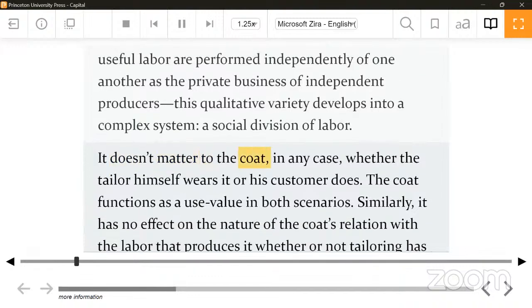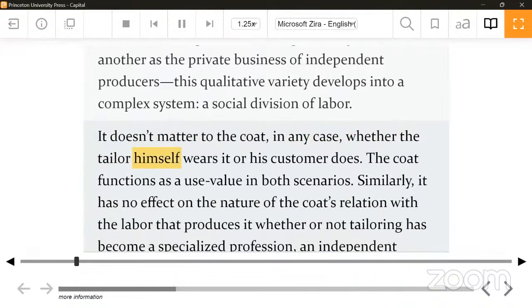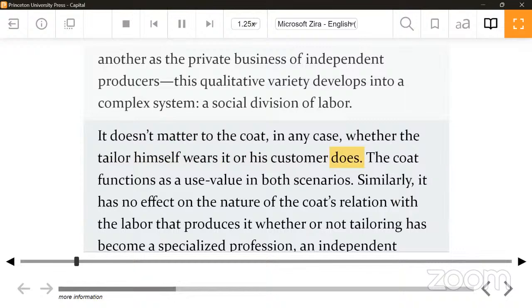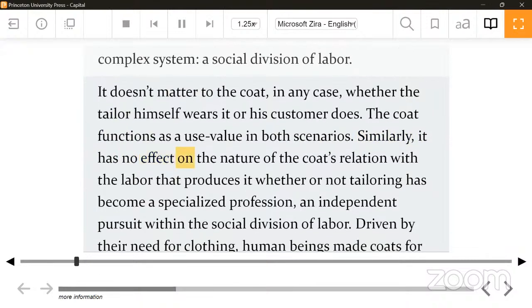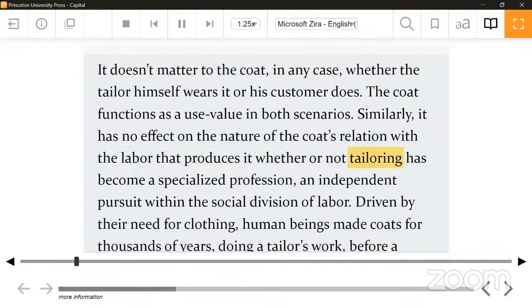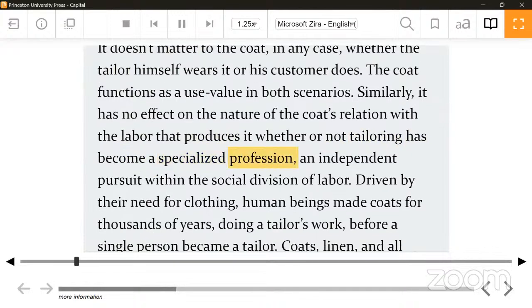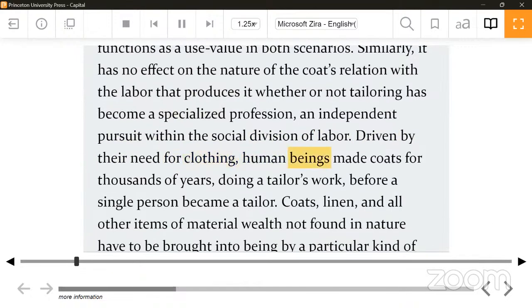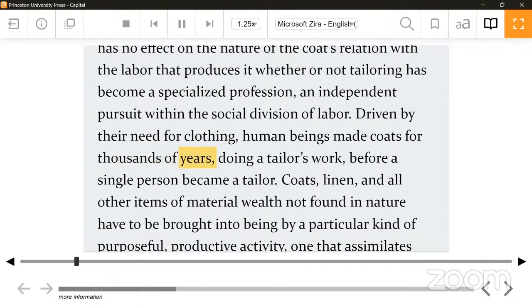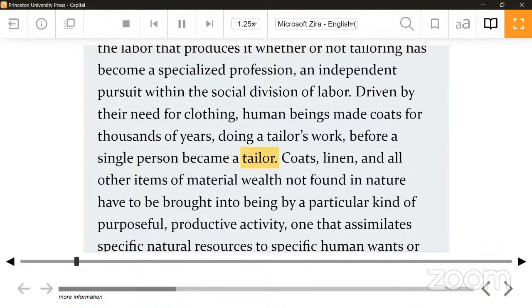It doesn't matter to the coat, in any case, whether the tailor himself wears it or his customer does. The coat functions as a use value in both scenarios. Similarly, it has no effect on the nature of the coat's relation with the labor that produces it whether or not tailoring has become a specialized profession, an independent pursuit within the social division of labor. Driven by their need for clothing, human beings made coats for thousands of years, doing a tailor's work, before a single person became a tailor.